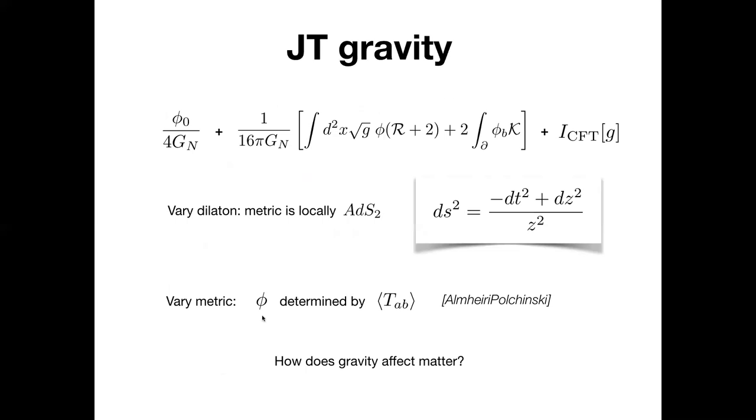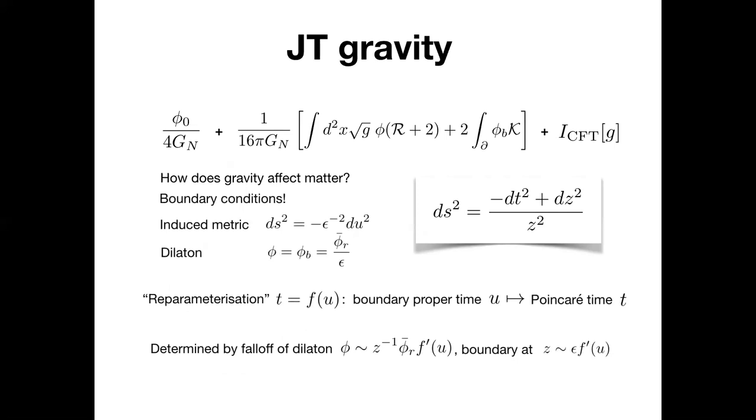But because this matter action, I've explicitly shown, doesn't depend on the dilaton, it depends only on the metric, it's not so obvious how the dynamics of the metric is going to affect the matter itself, because the metric just looks like some rigid AdS2. And the answer is that it's all in the boundary conditions. So we use just the ordinary boundary conditions in AdS/CFT.